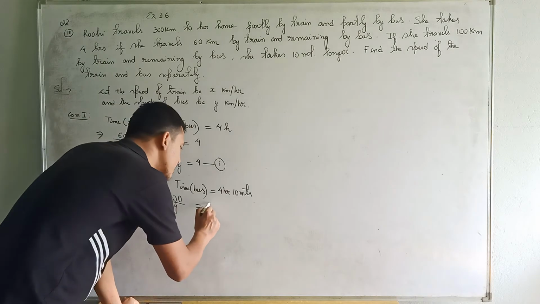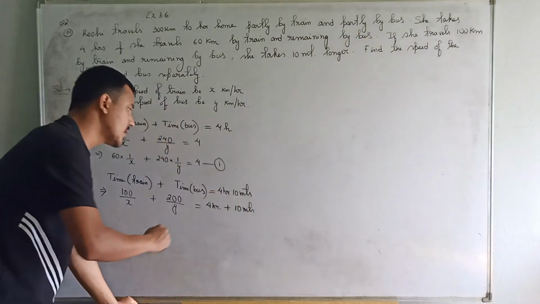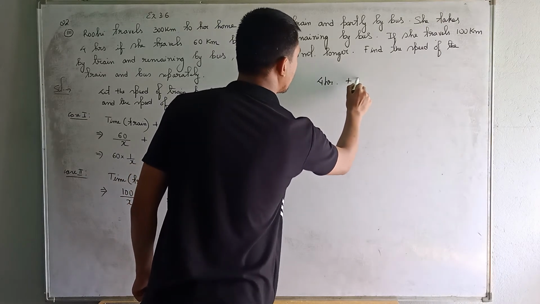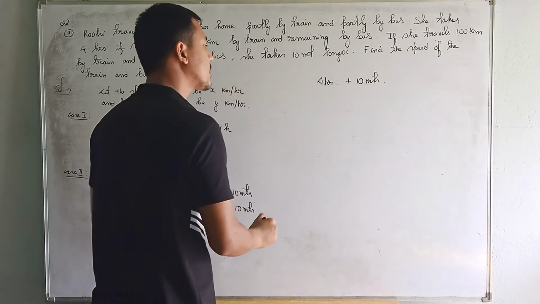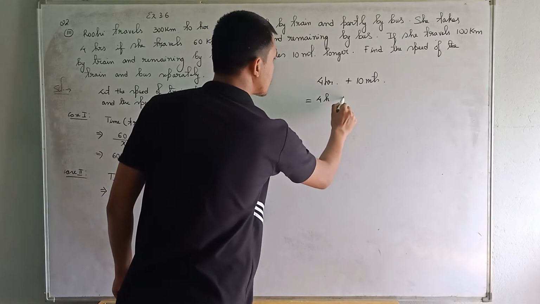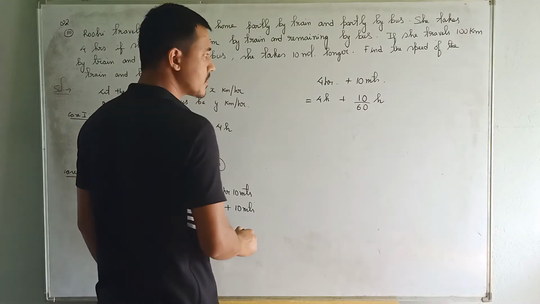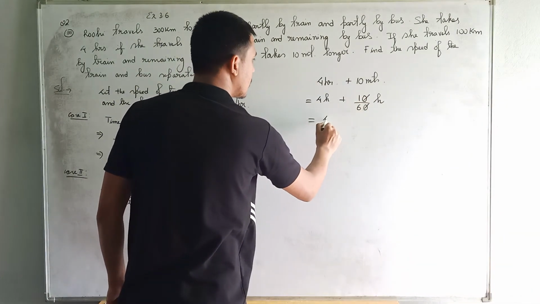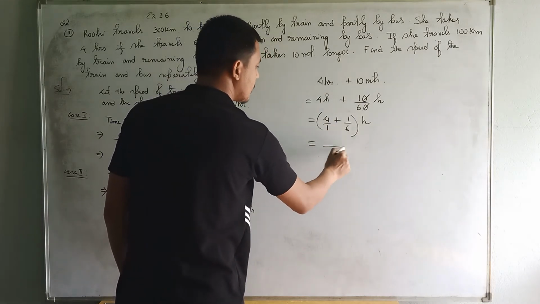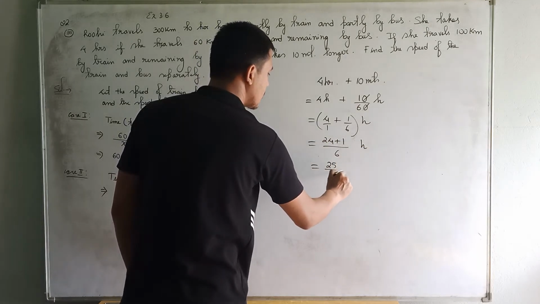4 hours 10 minutes means it's 4 hours plus 10 minutes, right? Now we'll try to express this minute in terms of hours. Then 4 hours plus 10 upon 60 hours. 10 minutes means 10 upon 60 hours. So 0, 0 cancels out. So 4 plus 1 by 6 hours. If you take LCM, LCM is 6. 6 times 4 is 24 plus 1 hours. So 25 upon 6 hours.